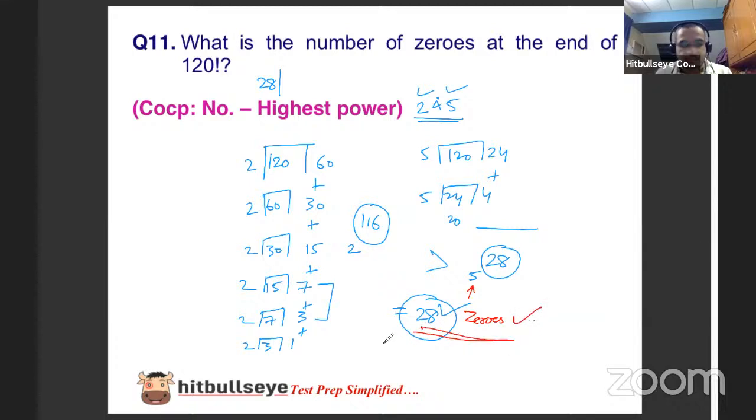Please check. Clear, everybody? 28 is right. Good, Shivam, you got it right. Clear, everybody? Please confirm. Is this process clear?